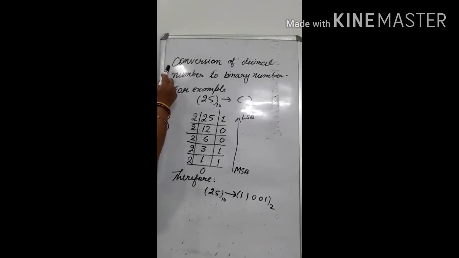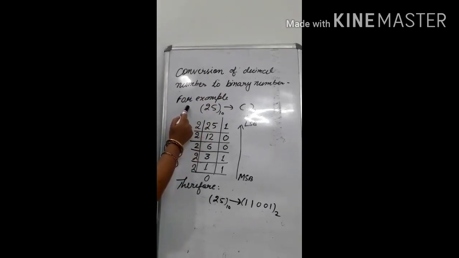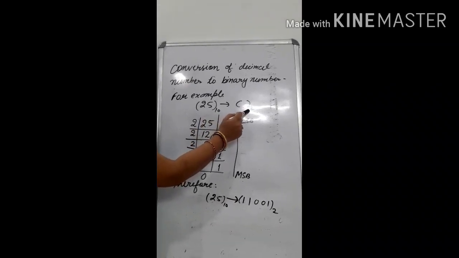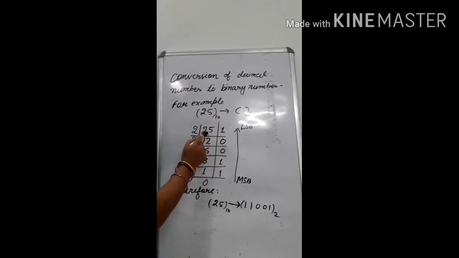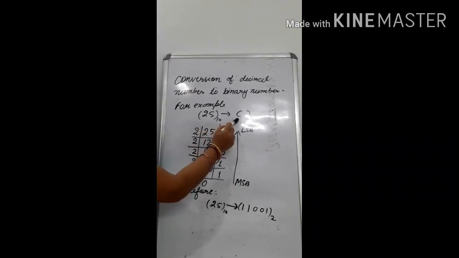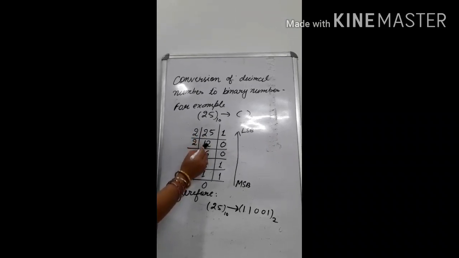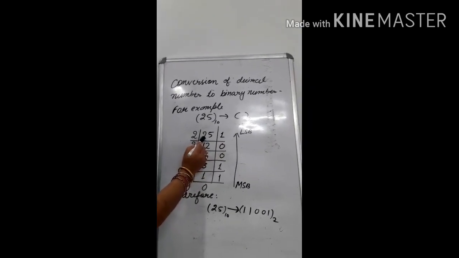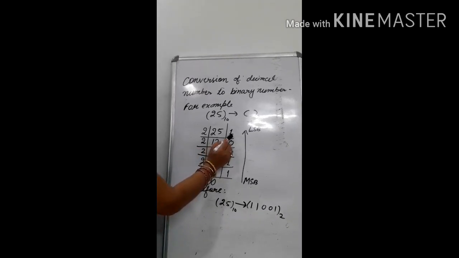Now we will learn conversion of decimal number to binary number. For example, if we want to convert 25 base 10 to base 2, then how to do? First of all, we write the number and we divide this number 25 by 2. Why? Because the base of binary number is 2. Now, after division, we write the quotient down and remainder on the right hand side. When we divide 25 by 2, then as a quotient we get 12 and remainder is 1.